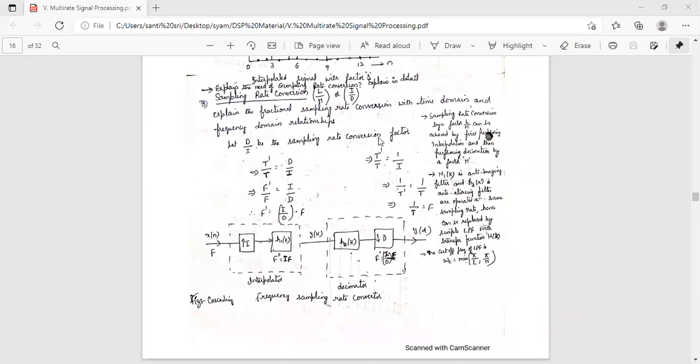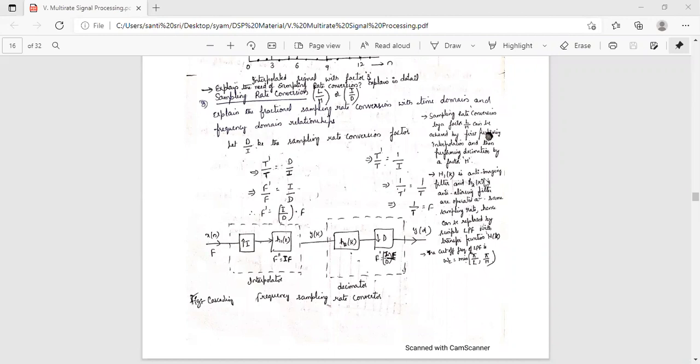Sampling rate conversion by a factor L by M can be achieved by first performing interpolation and then performing decimation by a factor M. The next point: H1 of K is the anti-imaging filter and H2 of K is the anti-aliasing filter. H1 of K is related to the interpolator, and H2 of K is related to the decimator.